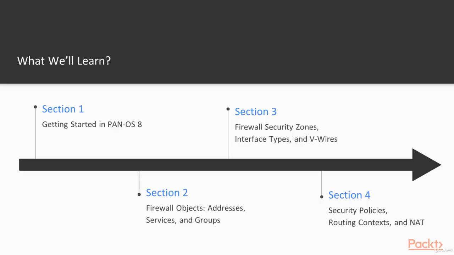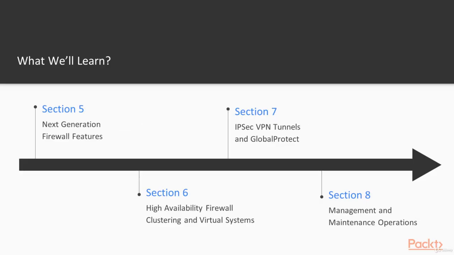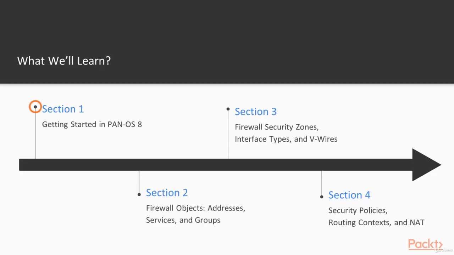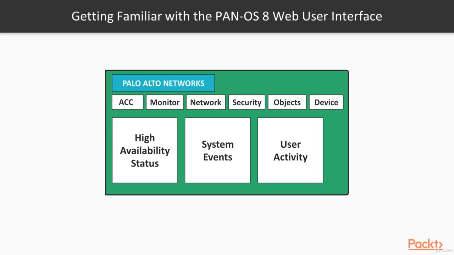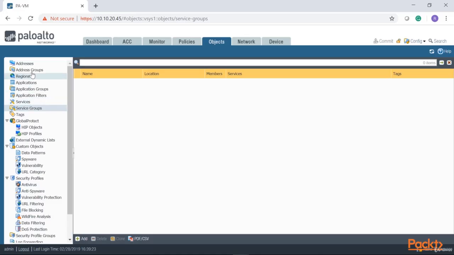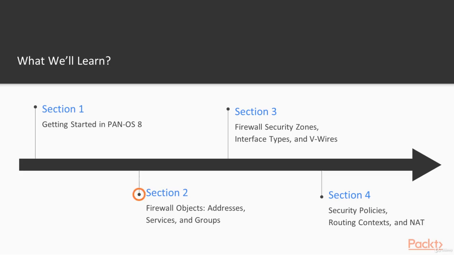In this course overview, what are we going to learn? I have broken down this course into 8 sections. We're going to begin section 1 by getting to know the PAN-OS web interface. We need to know exactly where to look for a specific setting, so that's why we want to get familiar with PAN-OS 8.